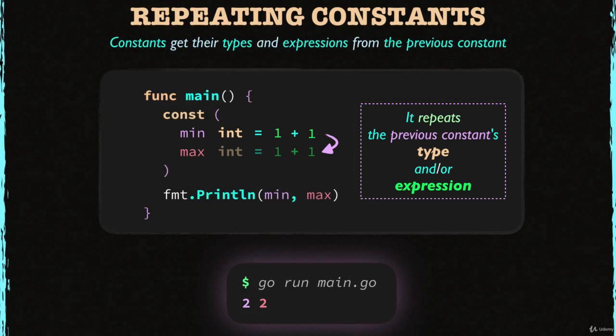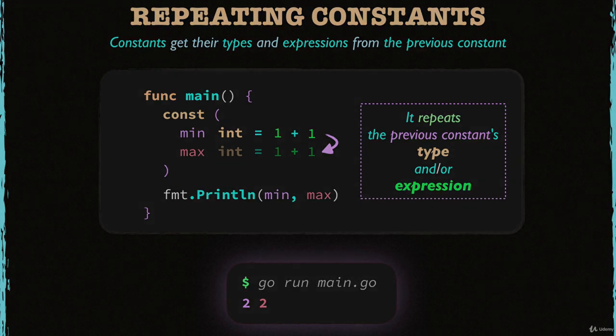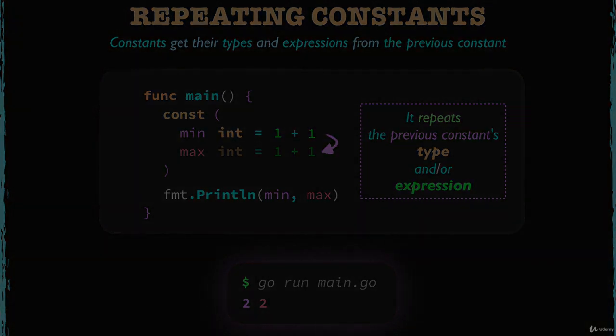So why does it act like that? What's the benefit of this? Well, this feature is widely used with IOTA. You'll learn about IOTA at the end of this section. Alright, that's all for now. See you in the next lecture.